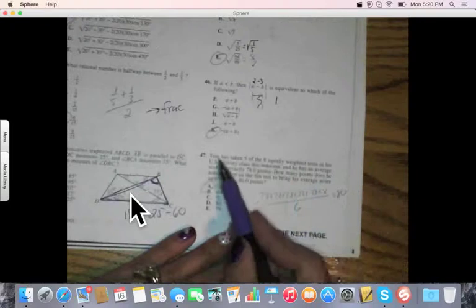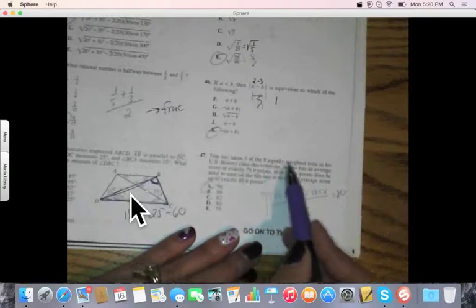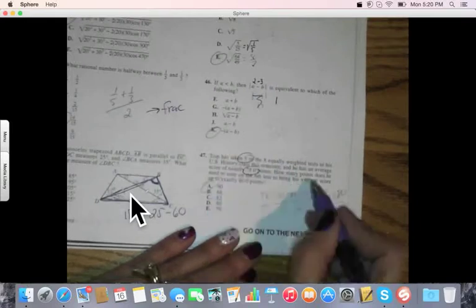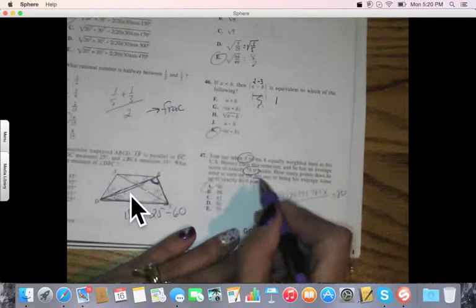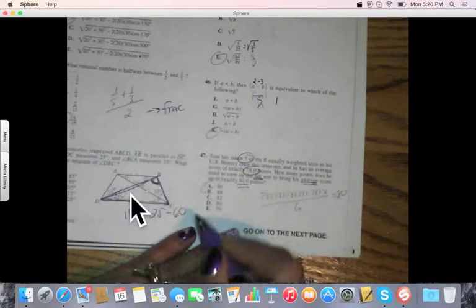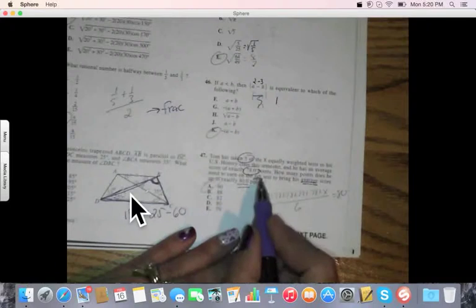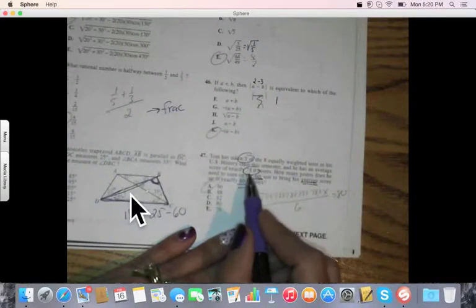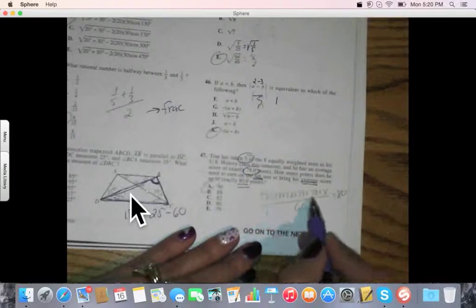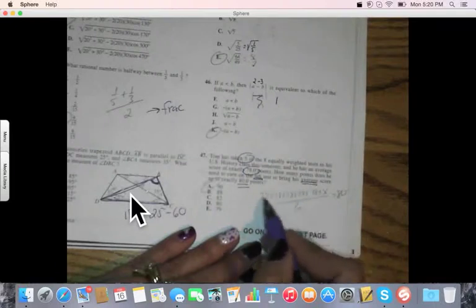Okay, number 47. Tom has taken 5 of the 8 equally weighted tests in his U.S. history class, and he has an average of 78 on these 5 tests. How many points does he need to earn on the 6th test to make an average score equal to 80? So I need to average 6 tests together. Well, because they told me his average here, I just called each test a 78. Because if I average 5 78s, that's going to give me a 78 average. So 78 plus 78 plus 78 plus 78 plus 78. There's his first 5 tests.